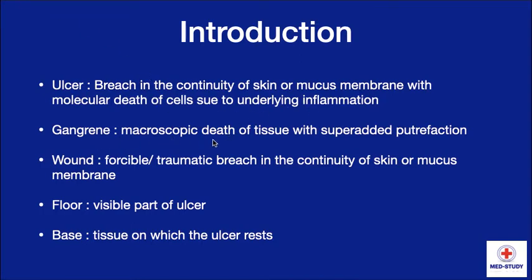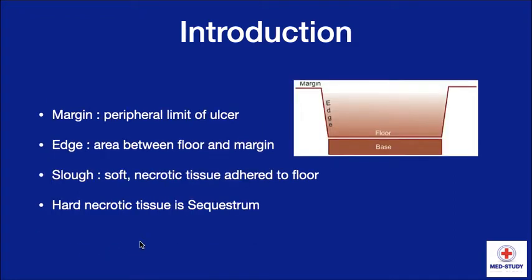Gangrene is a macroscopic death of tissue with superadded putrefaction. Wound is a forcible or traumatic breach in continuity of skin or mucous membrane. Floor is the visible part of ulcer, base is the tissue on which the ulcer rests. Margin is the peripheral limit of ulcer and edge is the area between floor and margin of the ulcer.